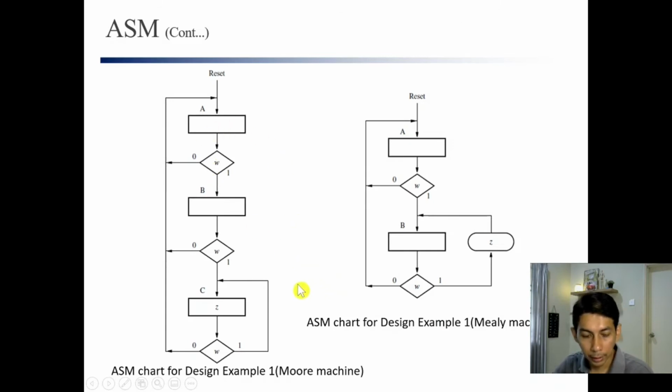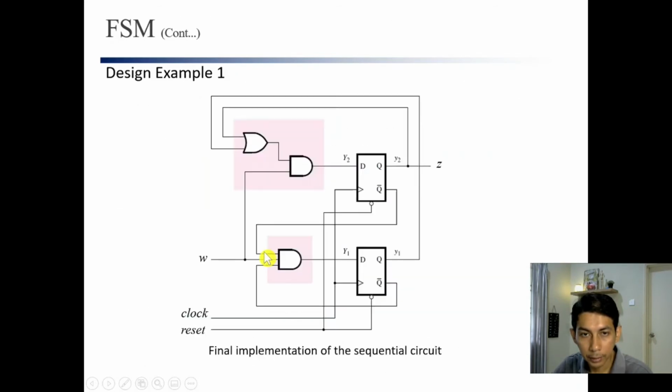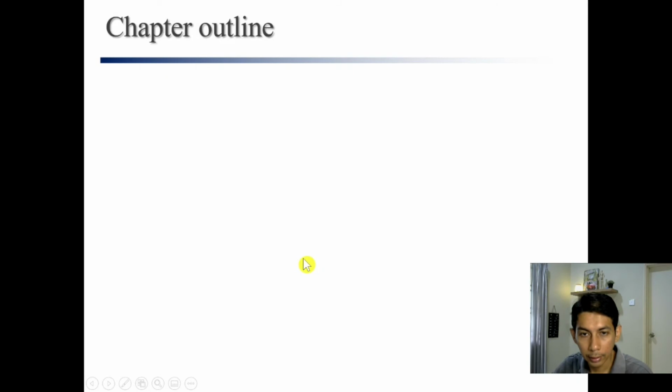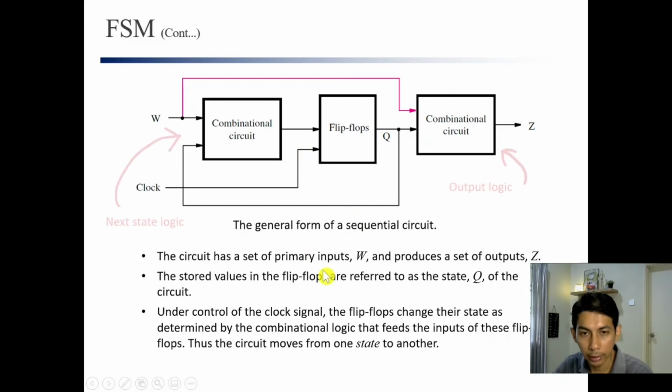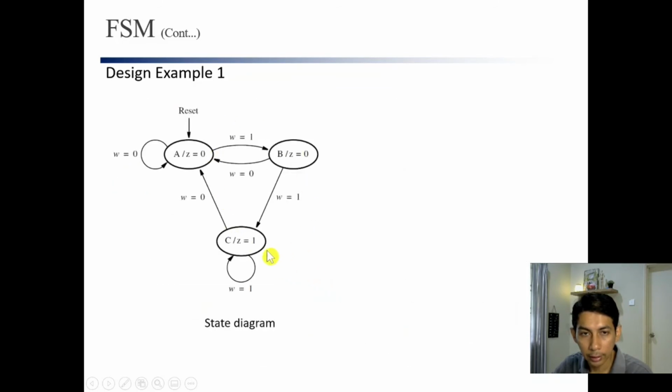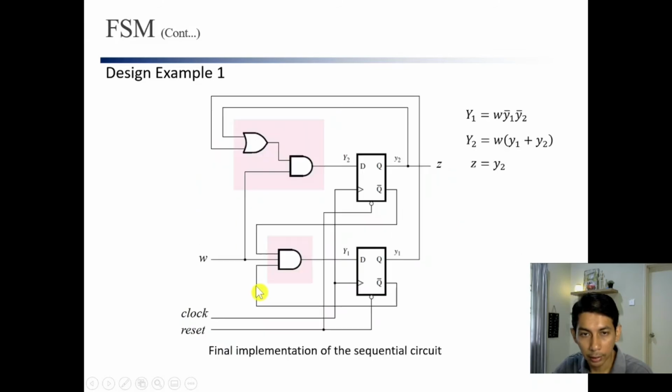For example, back to our first example here, where we have the automated speed regulated vehicle. If W equal to 0, we stay at state A. If W equal to 1, we go to B. And at B, if W equal to 1, we go to C, and if 0, we go back to A, and so on. Now we change this to the flowchart, the ASM, so we can have something like this.